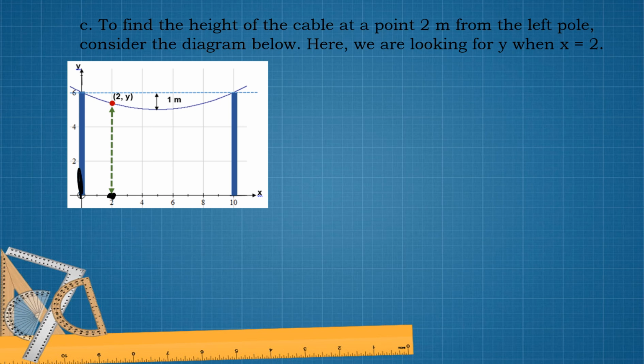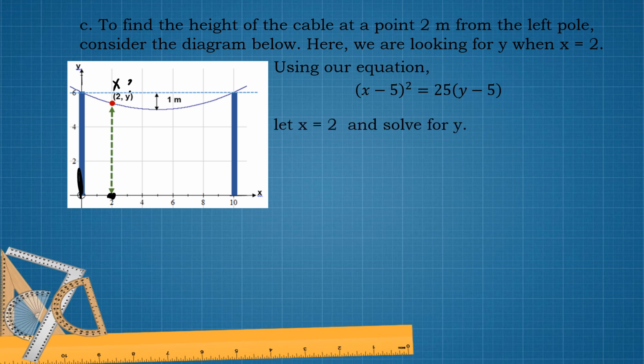So therefore, the value of x is equal to 2, and we don't know the value of y because we're dealing with identifying the height of the cable. So therefore, we're going to find the value of y. So now, using the formula that we arrived at in letter B, we have (x minus 5) squared equals 25 quantity (y minus 5). By substitution property, we're going to substitute x is equal to 2 in order for us to find the value of y. So now, instead of writing x, we're going to write 2.